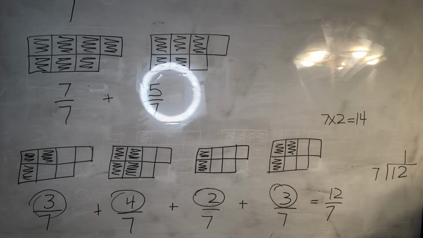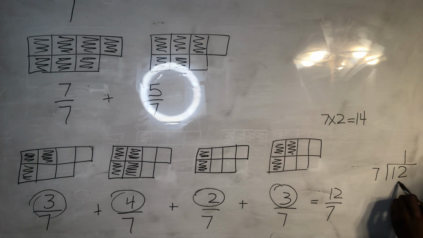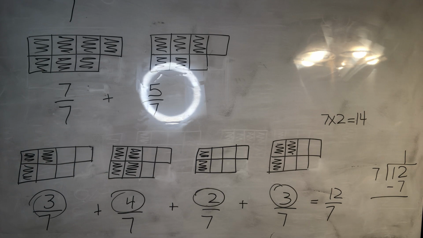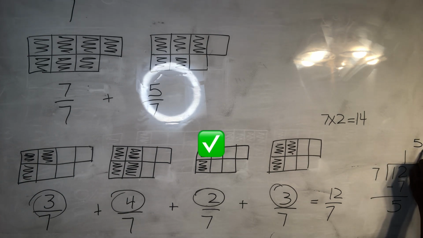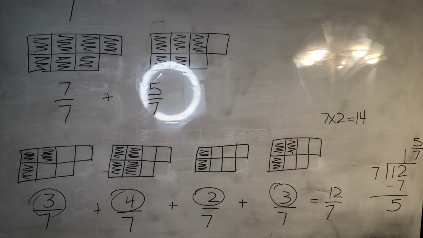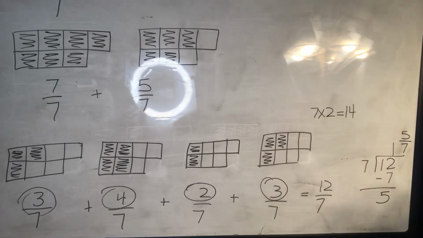So 1 times 7 is how much? 7. So we're going to put that underneath the 12 with a subtraction and an equal. We're at 7. We're going to count up to 12. 8, 9, 10, 11, 12. And we're going to get an answer of how much? 5. All right. And that remainder 5 becomes our numerator. And our denominator is a 7. So we have now recreated 2 different ways of getting 1 and 5/7.